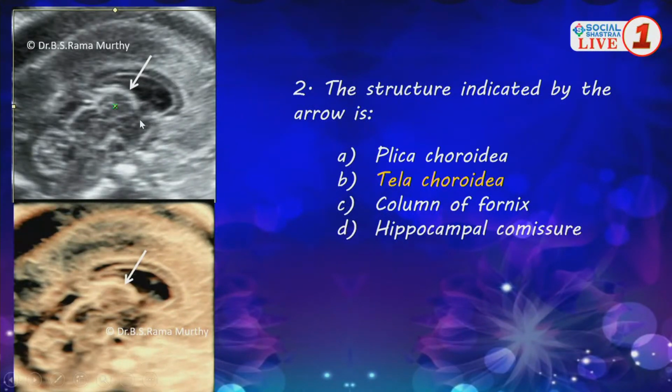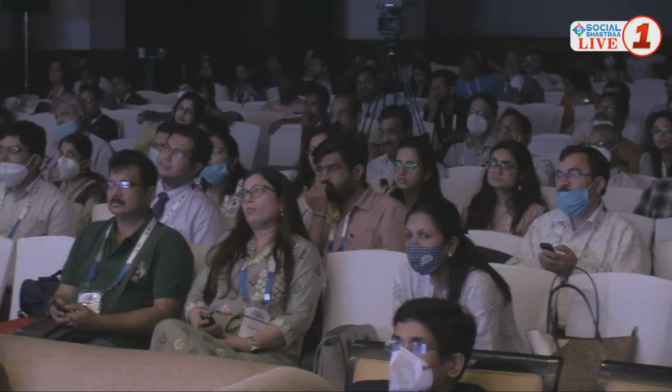Right. And tela choroidea has a specific pattern. It has a very abrupt ending, and that abrupt ending, we discussed it in the morning, is due to the choroid plexus actually dipping down into the foramen of Monro. Okay, so we've finished the second question. Moving on to the third question.